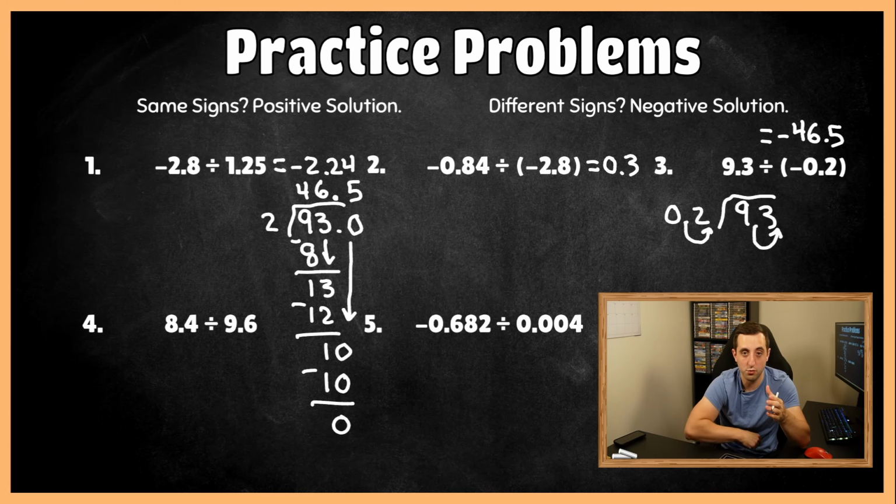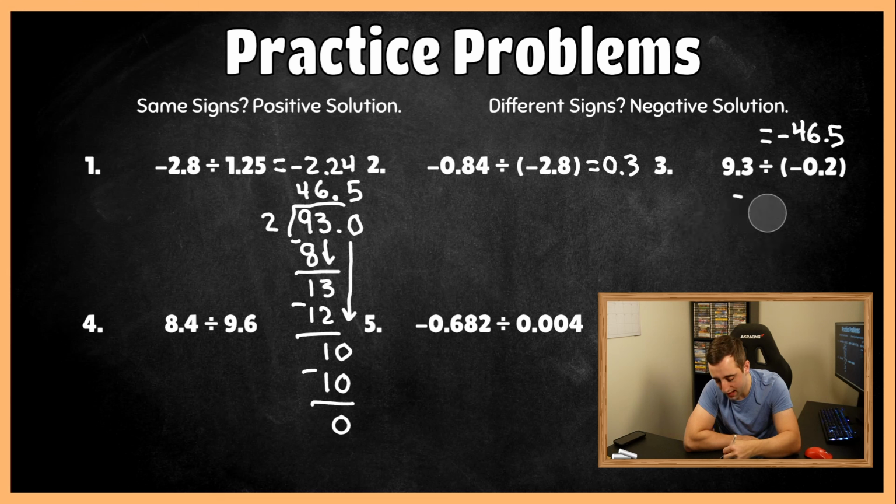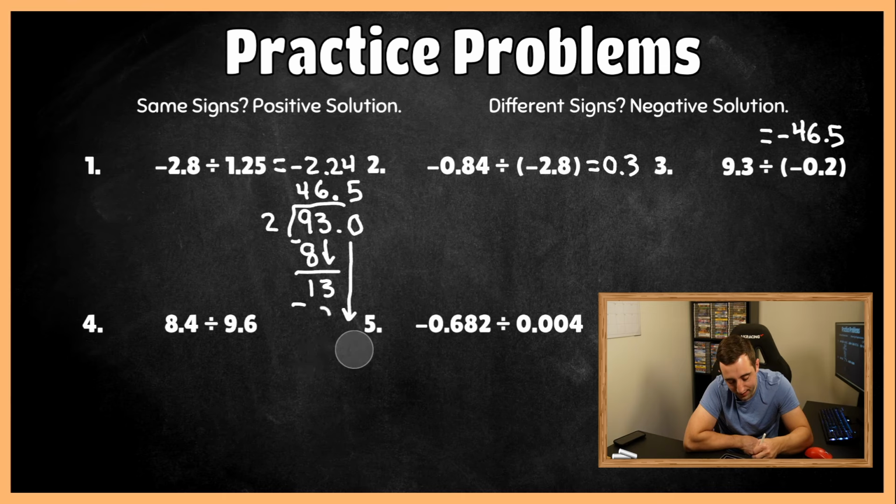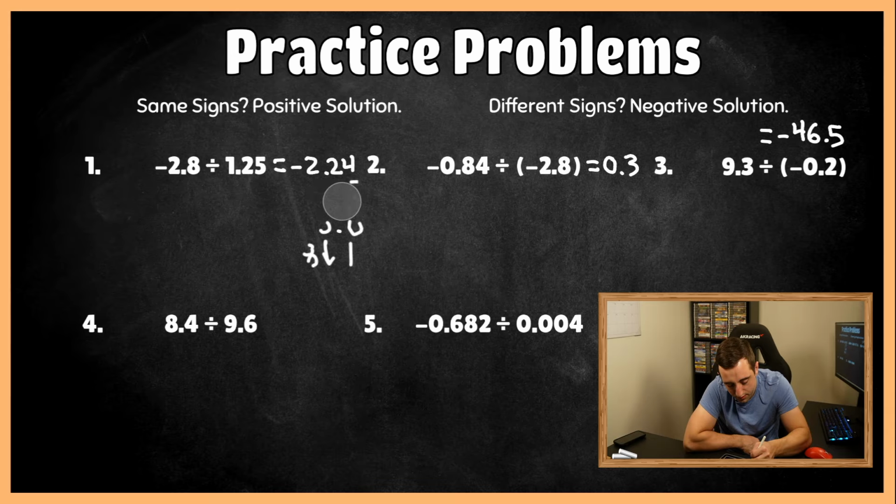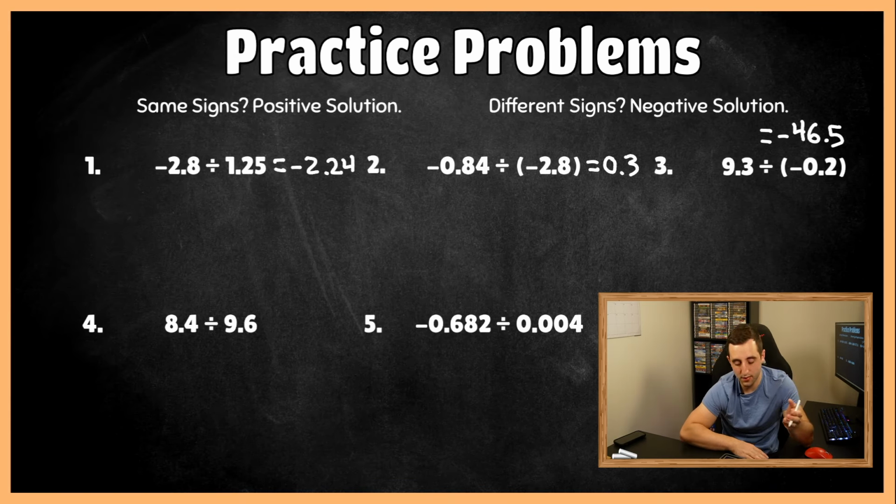So hopefully you're 3 for 3 right now, and then we have 2 more to go, and hopefully you are the champ, going 5 for 5 in dividing positive and negative decimals. So for number 4, I see same signs, positive solution. Let's go ahead and set this up.